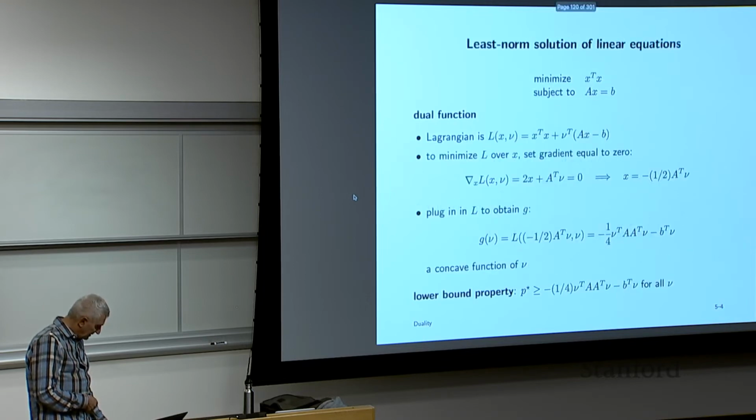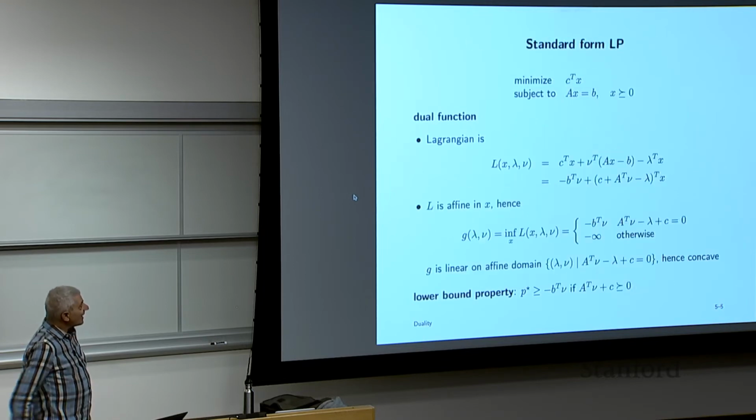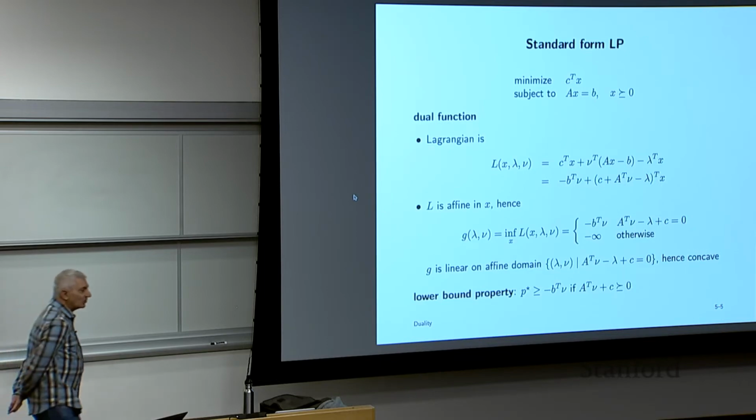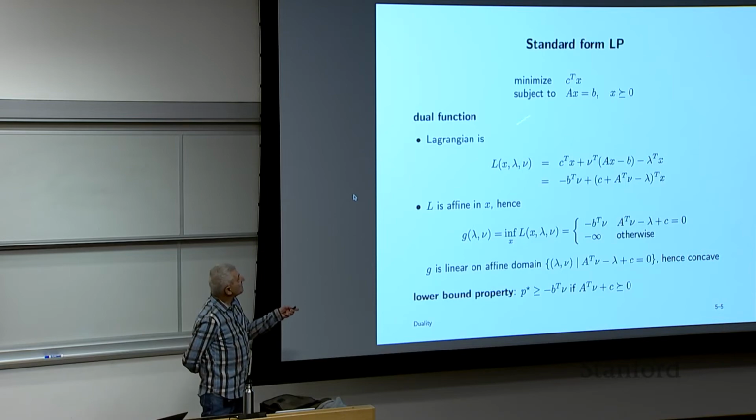Okay. Now it's going to be not obvious. So let's do the standard form linear program. Here, I want to minimize this linear function subject to equality constraints and a non-negativity constraint on x.